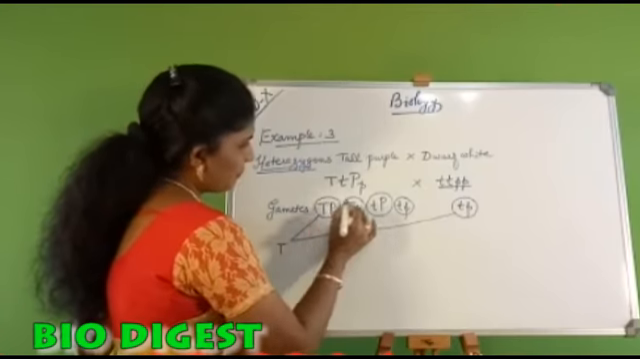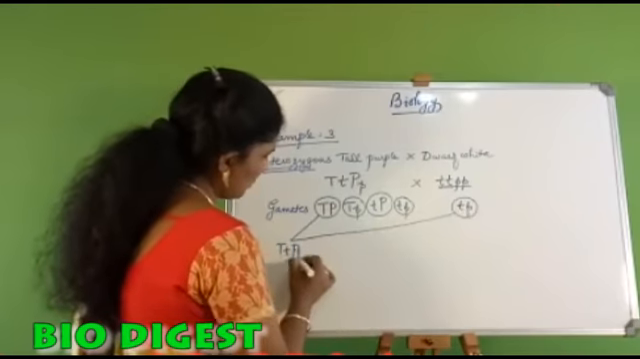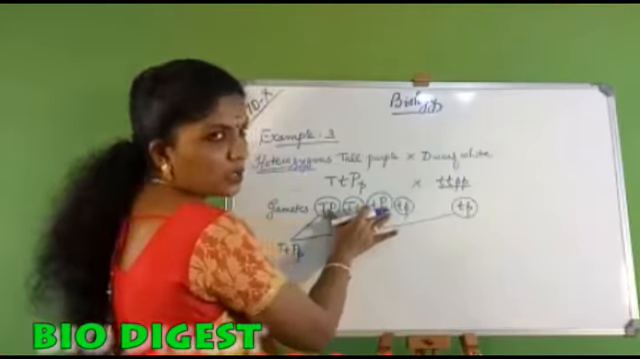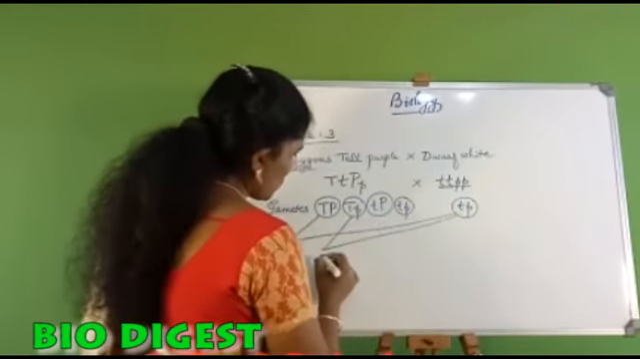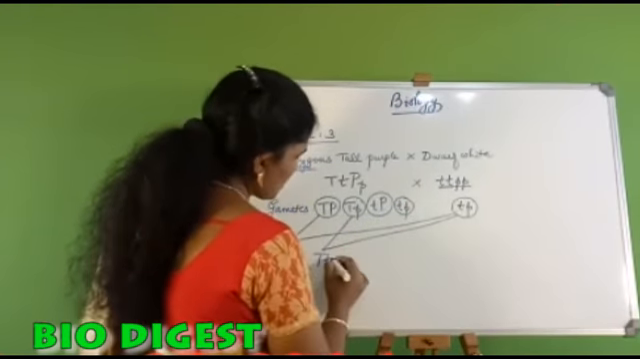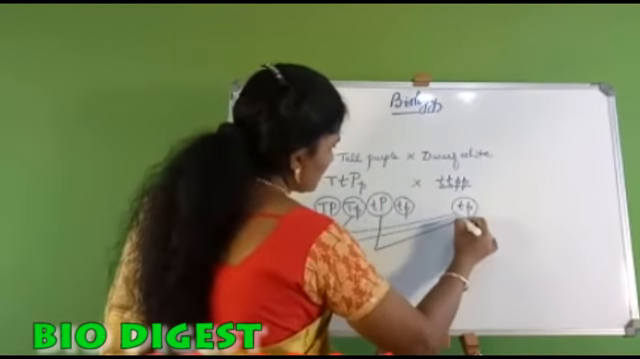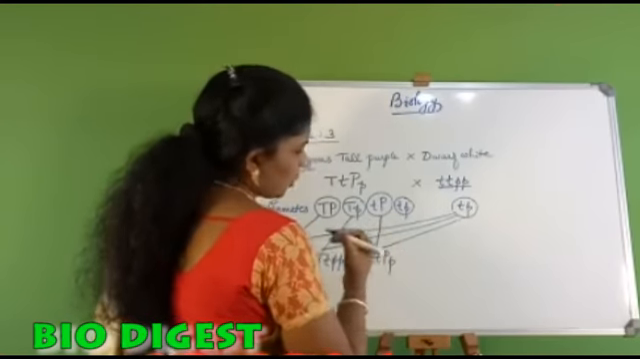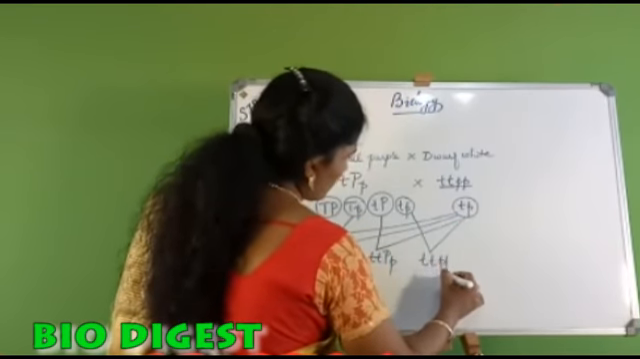So capital T, then small t of the next plant, capital P of the first plant, small p of the second plant. I told you, in order to avoid confusion you can write the same thing 4 times because here 4 are there. Now next is this and this again. So capital T of this plant, small t, then both are small p's. Now the third one and this. So both are small t's and 1 capital P and 1 small p. Now the last one is this. Small t, small t, small p, small p.